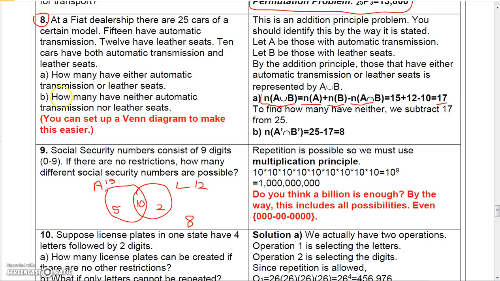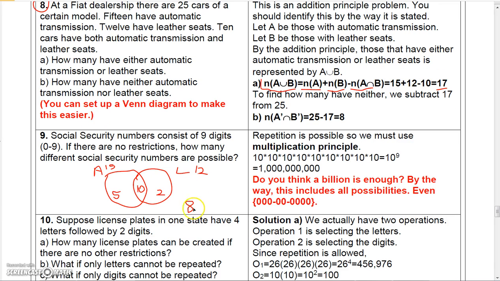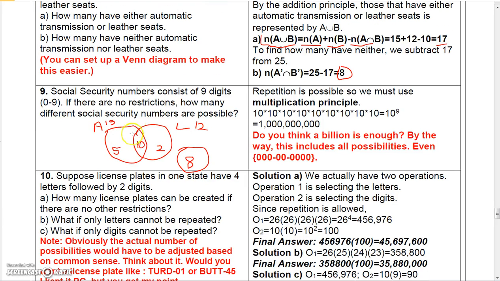And then if you want to know how many have neither, then you're looking for these guys out here that are outside the circles. Okay? And that's 8. So that's a Venn diagram problem. Let me get rid of this for you.